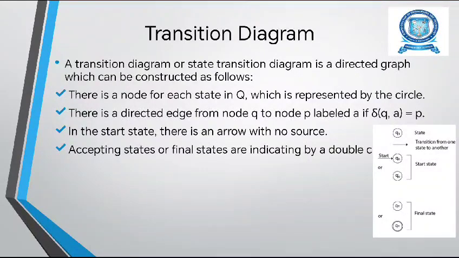Transition diagram. A transition diagram or state transition diagram is a directed graph which can be constructed as follows. There is a node for each state in Q, represented by a circle. There is a directed edge from node q to node p labeled a if delta(q, a) is equal to p. The start state has an arrow with no source. Accepting states or final states are indicated by a double circle. So here are the notations which we are going to use inside this transition diagram. First, the start symbol will be a circle shape, within which some letters will be there.